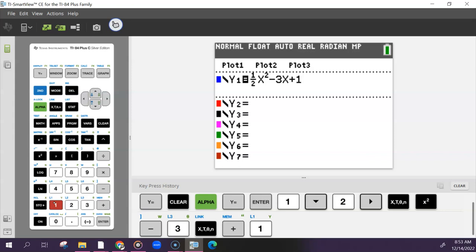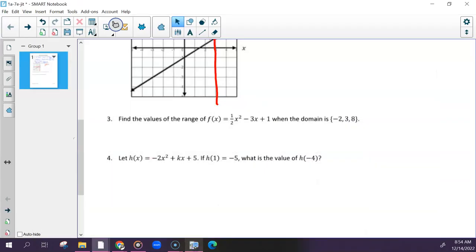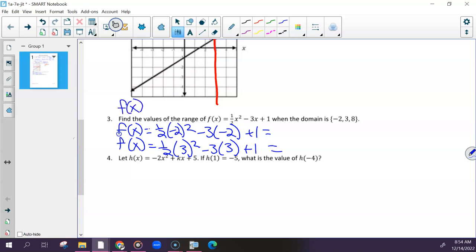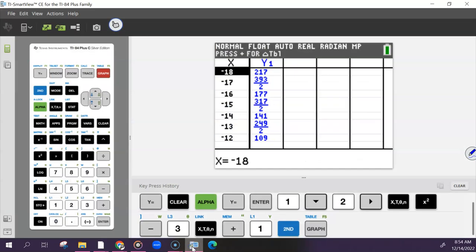I am still going to set it up. And then go into my table, second graph, and I need to find negative 2, 3, and 8. So I would set it up like this. 1/2 times negative 2 squared minus 3 times negative 2 plus 1. 1/2 times 3 squared minus 3 times 3 plus 1. And then the last one is 1/2 times 8 squared minus 3 times 8 plus 1. So negative 2, 3, and 8.